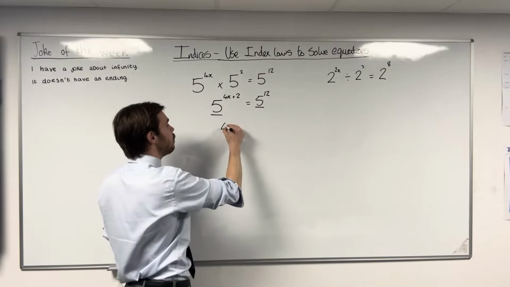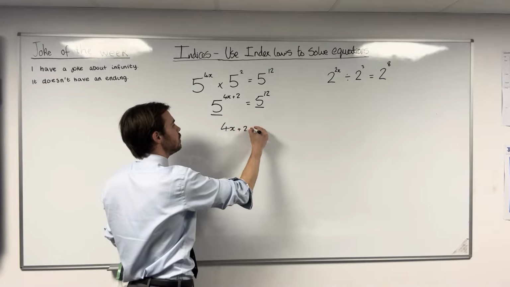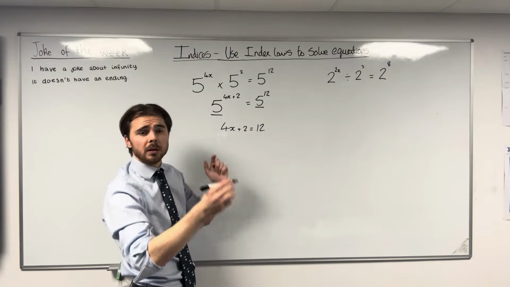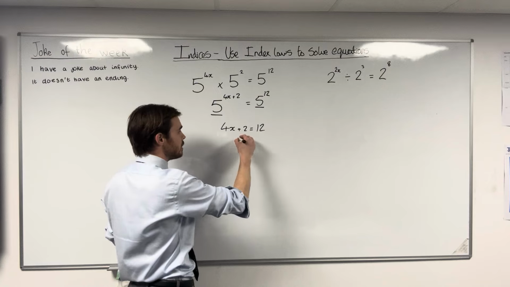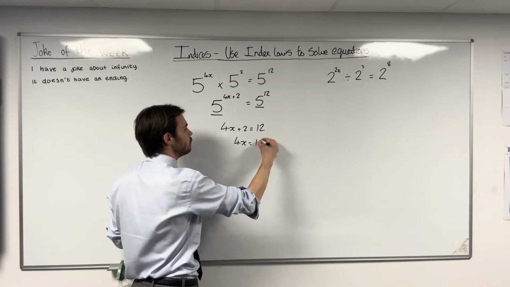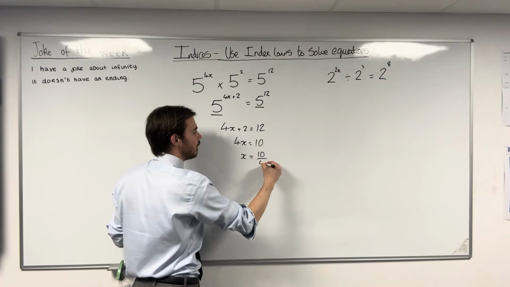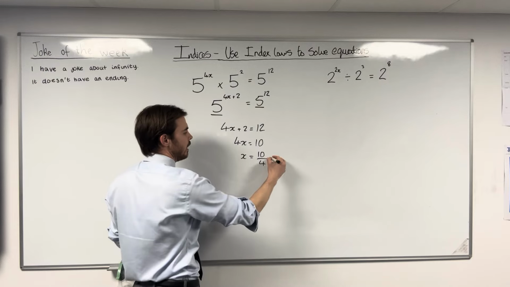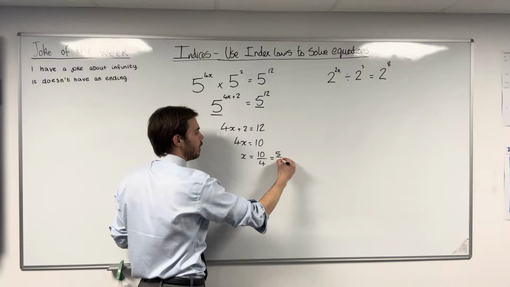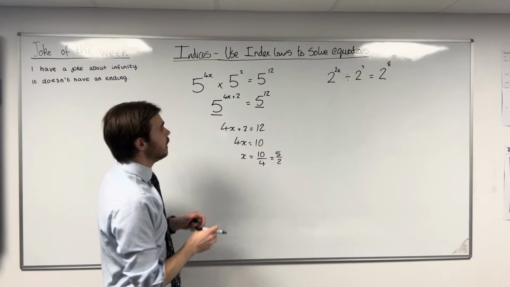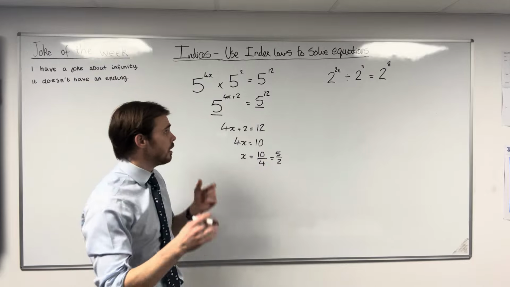So we would have 4x plus 2 equals 12, and then we would solve this equation, whatever method you've been taught, okay? So I would take away 2 and then divide by 4. Now in this particular one, I would leave my answer as a fraction, and then you could simplify that down to be 5 over 2, okay? And that's it. You have solved this question, okay? You make them the same.